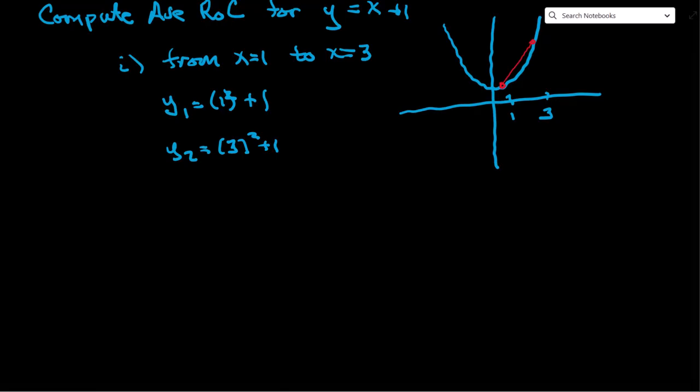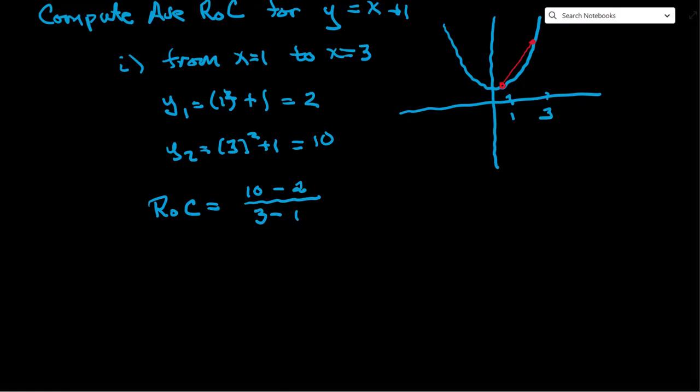Okay, so we're just using the first x value to compute y1 and the second x value to compute y2. Well, 1 squared plus 1 is going to give us a y value of 2. 3 squared is 9, plus 1 is 10. To compute this rate of change, also known as the slope, we're just going to take y2, 10, over x2, which is 3, and then do y1, which is 2, and x1, which is 1.